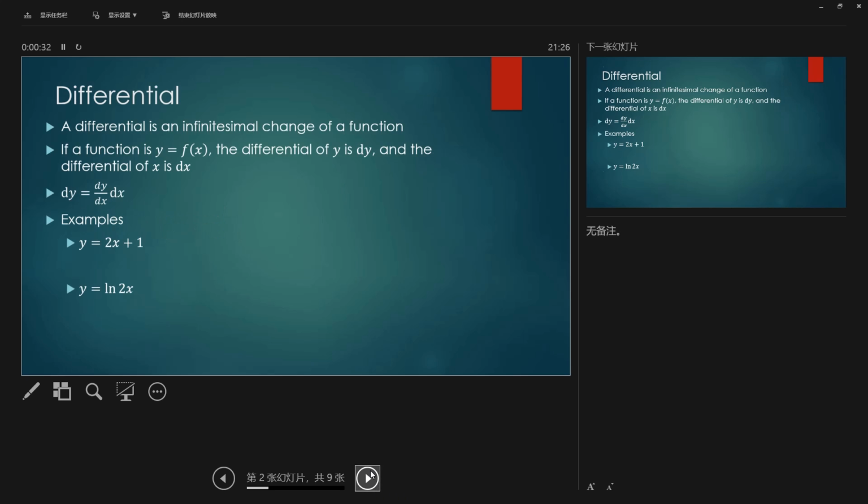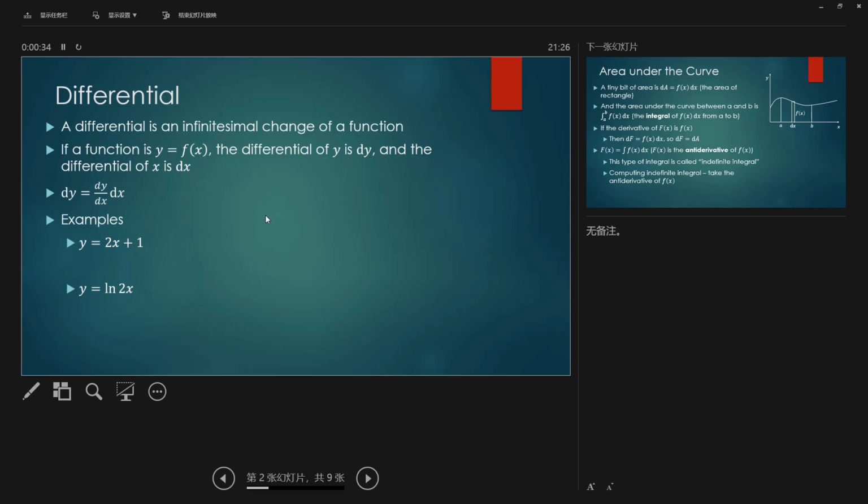Okay, let's begin. Differential. A differential we can represent here. So the differential of y is dy, and the differential of x is dx, and we usually represent dy equals to dy over dx times dx. Okay, so let's do some examples. You can first try on your own. I'll give you a few seconds to pause the video and do this on your own.